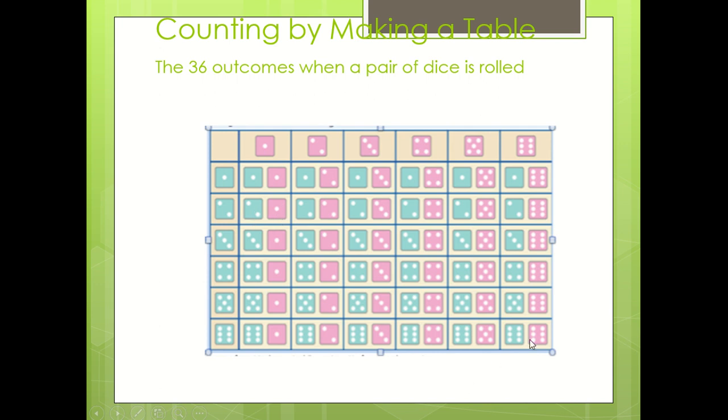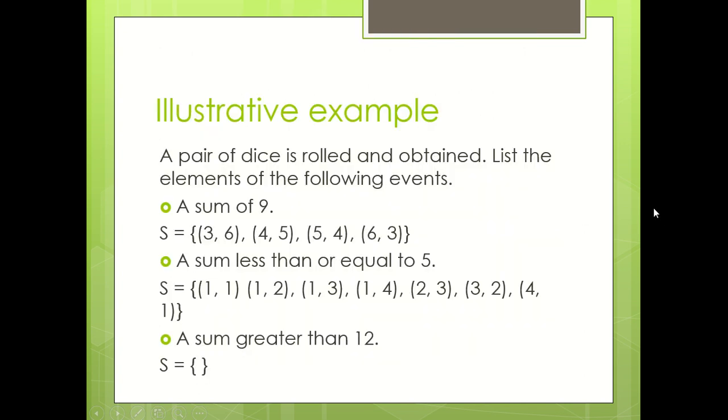If we look at this one here, it says 4 on the first die and 5 on the second die. While in this result here, this is 5 on the first die and 4 on the second die. So if you try to count, these are equivalent to the 36 outcomes if a pair of dice is rolled.